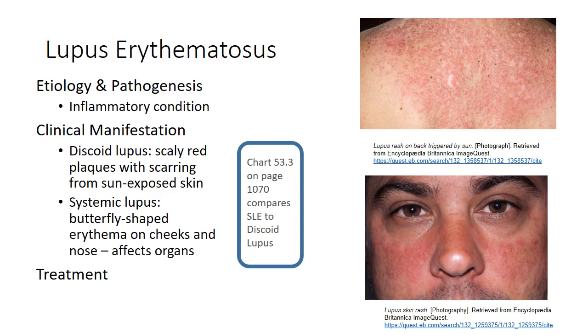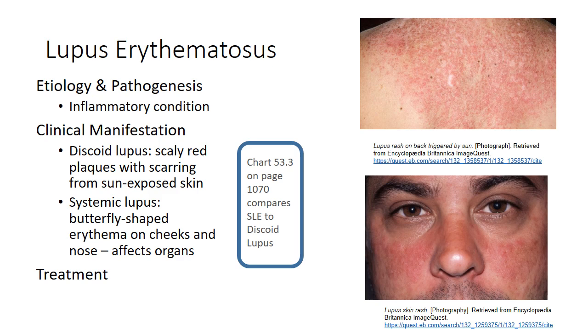Lupus erythematosus, coming back again. This time we're talking about it specific to the skin. So, we've talked about it before. You can look at chart 53-3 on page 1070 in your book, comparing SLE to discoid lupus, and that's really what this is, a comparison of. Discoid lupus is pretty much strictly related to skin.